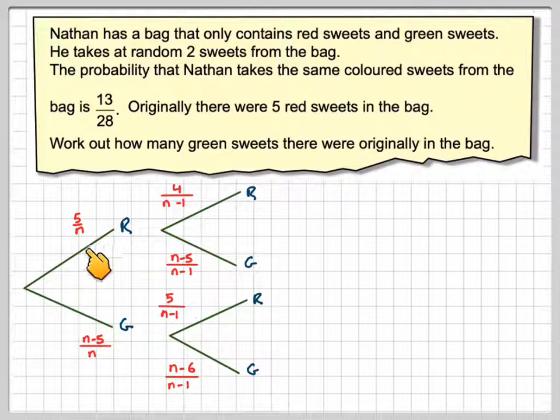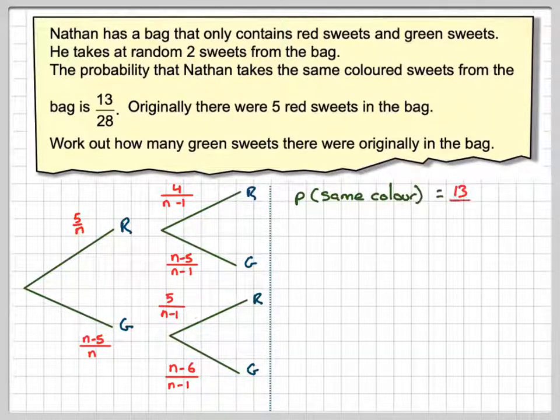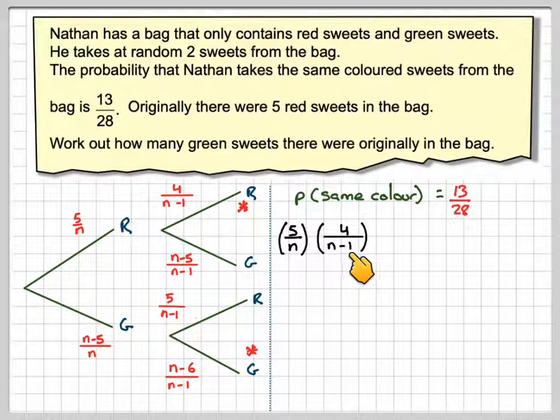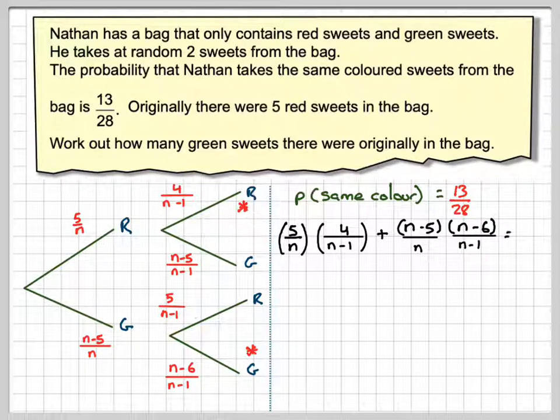We know to get any arm on the probability tree, we need to multiply. So we want the probability the same colour, and we know that to be 13 out of 28 from the question. So this times this will be 5 over n times 4 over n minus 1, plus n minus 5 over n times n minus 6 over n minus 1, which will have to be equal to 13 over 28. So this is my equation. So it's now just an algebraic problem which needs to be solved. The common denominator is going to be n times n minus 1.